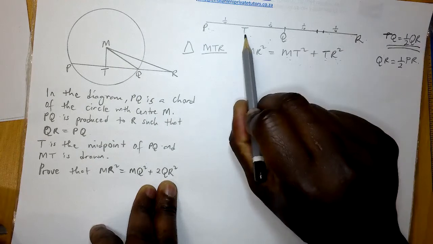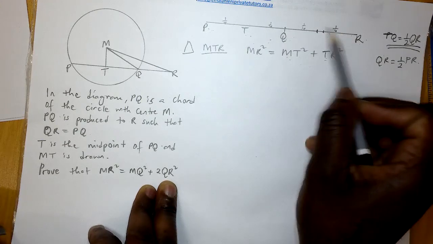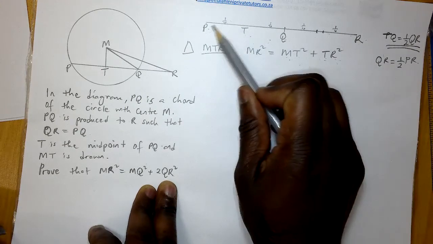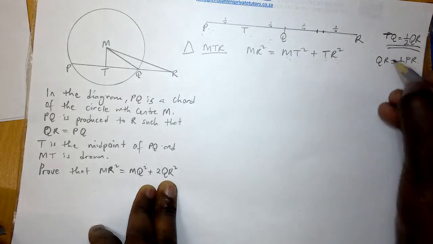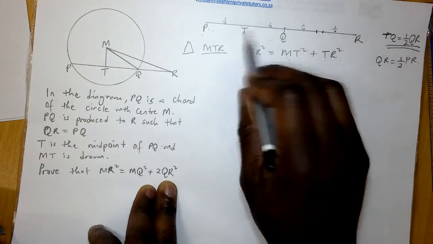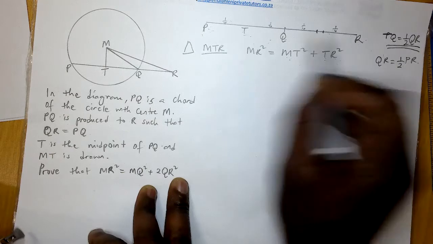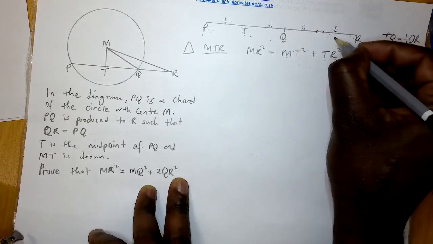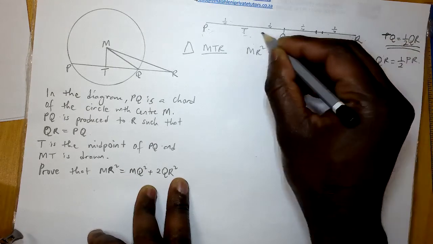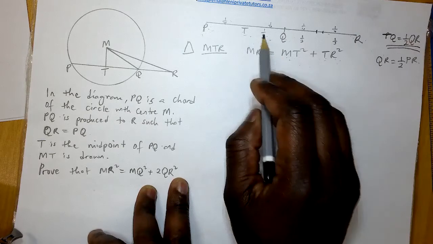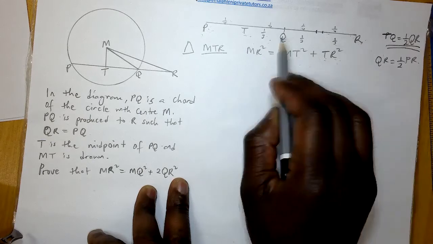To have QR, we say 1 quarter, 1 quarter, 1 quarter, 1 quarter gives us a total of 1. That's what we have from P to R. Now, what about from T to R? We can express it in thirds: 1 over 3, 1 over 3, 1 over 3. So 1 over 3 plus 1 over 3 plus 1 over 3 gives 1.